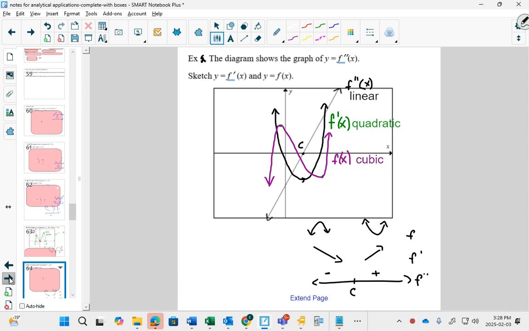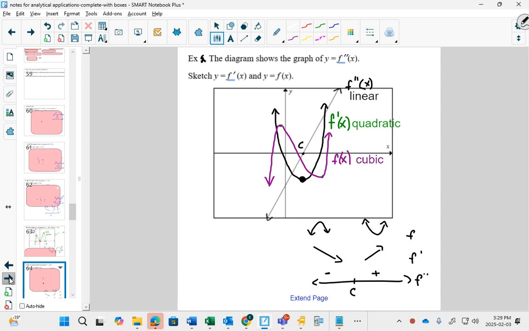Now, I don't know exactly how far down it goes or how far up it goes. The key thing right here is I'm looking for that point. See how on F prime that needs to be a minimum? And I know that F prime needs to be going down and then going up. It could be wider, it could be narrower, I'm not really sure. I'm just getting a basic idea. And it could be shifted up and down. It could have been a parabola way up here for all we know.